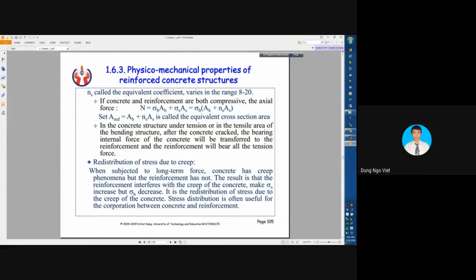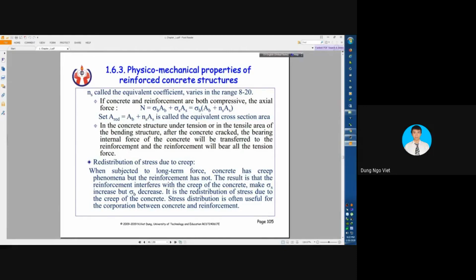In the concrete structure under tension, or in the tensile area of the bending structure, after the concrete cracks, the bearing internal force of the concrete will be transferred to the reinforcement, and the reinforcement will bear the tension force.